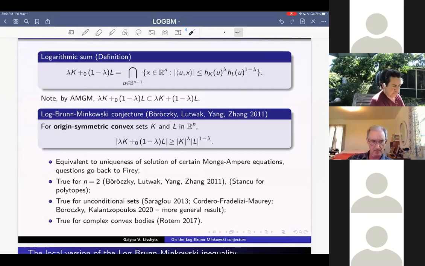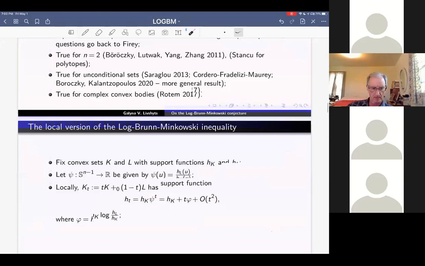Any more questions? I really don't know. Any questions about the Log-Brunn-Minkowski conjecture? This is what we will be discussing from now on. It's not about the Brunn-Minkowski inequality, but this Log-Brunn-Minkowski conjecture. Okay, so what I want to focus on is the local version. Yes, one question.